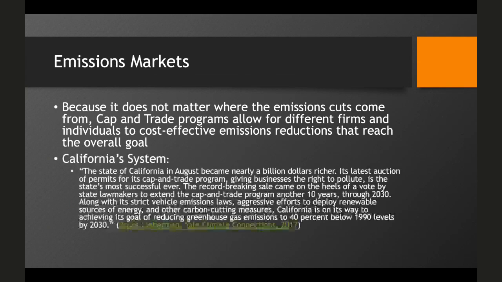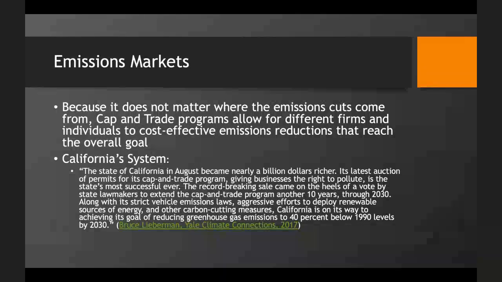So California has adopted a system recently, and it's been fairly effective. According to research done in 2017, the state of California became nearly $1 billion richer. Its latest auction of permits for its cap-and-trade program is the state's most successful ever. Their record-breaking sale came on the heels, in 2016, of the legislature expanding the cap-and-trade program for another 10 years through 2030. And this has meant that California is on its way to reducing its greenhouse gas emissions to 40% below 1990 levels by 2030.